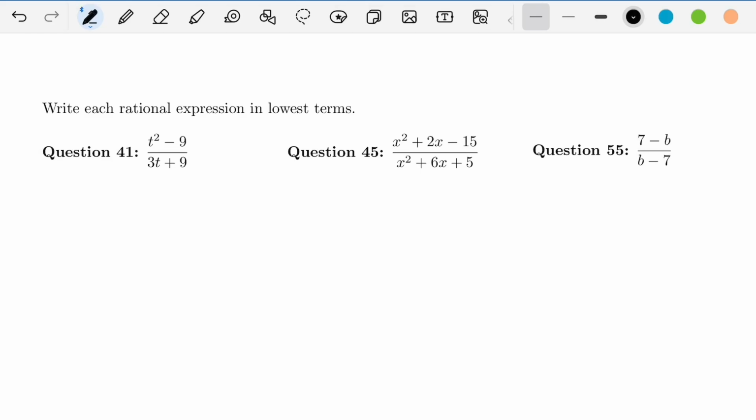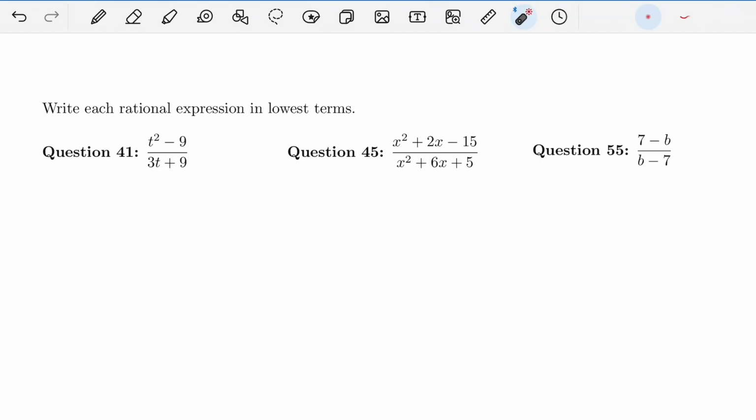All right, so for these next several examples, what we want to do is write each rational expression in its lowest terms. So essentially, we are going to simplify each of these guys, and we can do so by factoring each of these rational expressions and then seeing what can cancel with our numerator and denominator here.